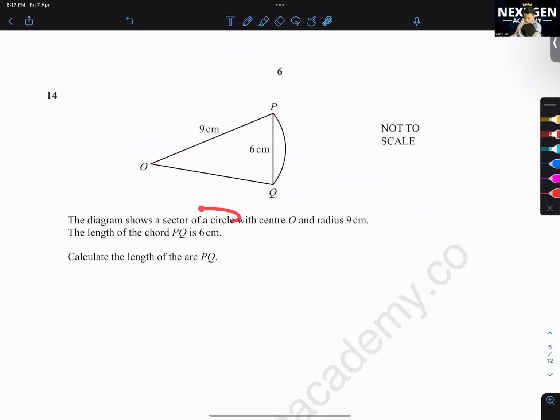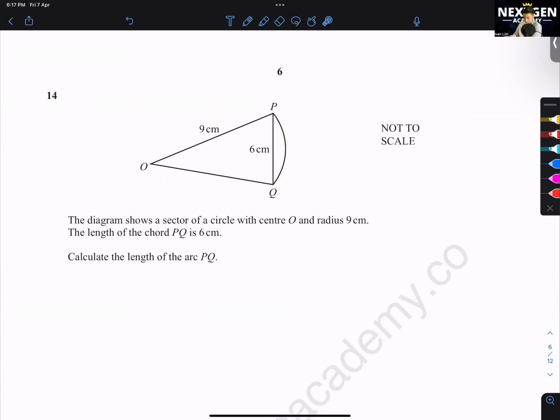So this is a sector of a circle. You all need to remember sector, you need to remember segment, all the proper terms. Radius here is 9 cm. The length of the chord is 6 cm. Calculate the length of the arc PQ. You thought OPQ is 90 degrees? No, this one doesn't even look like 90 degrees. 90 degrees will be like this, going up.